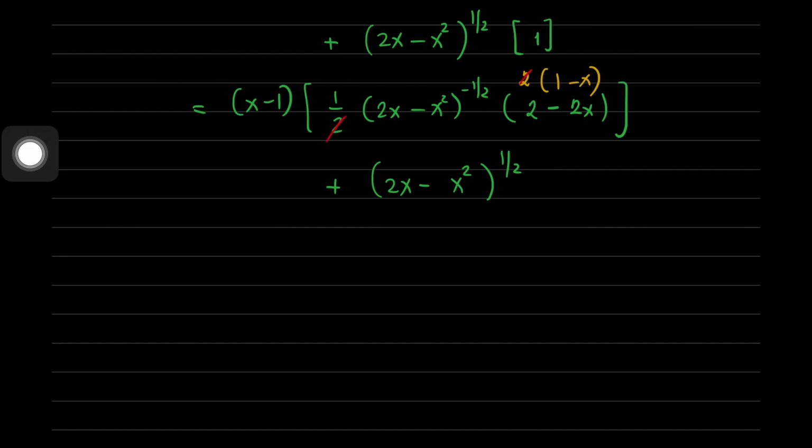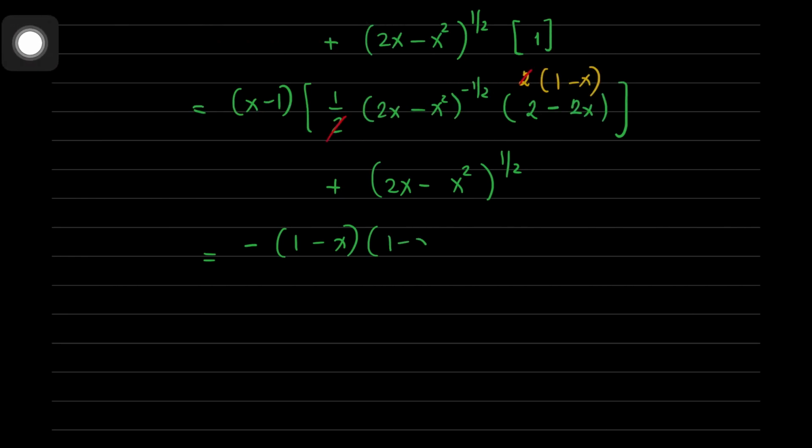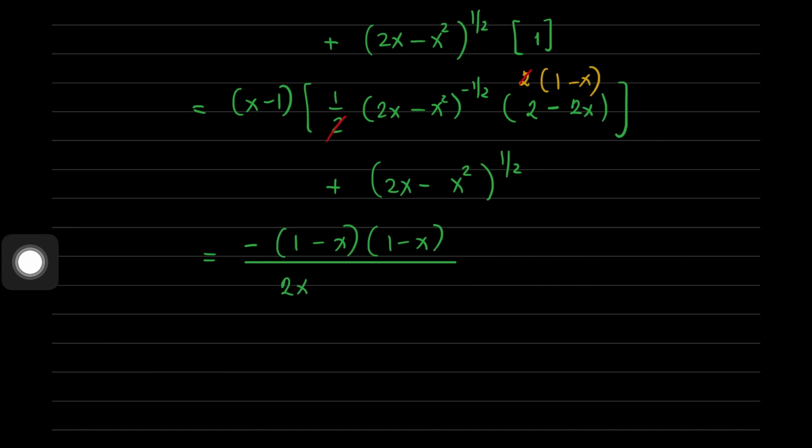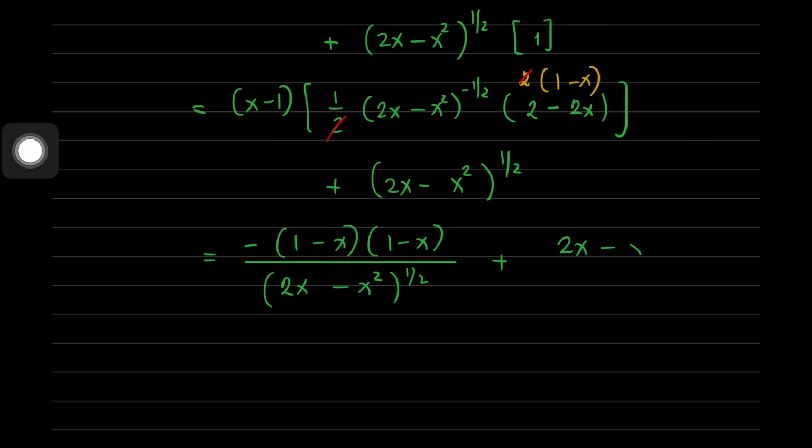So if we're going to cancel out that one, the first term would now be equal to, if I'm going to bring out the negative 1 in this factor, negative 1 minus x multiplied by this 1 minus x here all over, if we're going to make this a positive exponent, so it will be in the denominator, 2x minus x squared raised to 1 half, plus this one would be 2x minus x squared raised to 1 half.